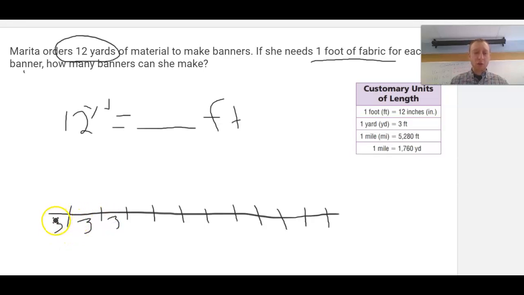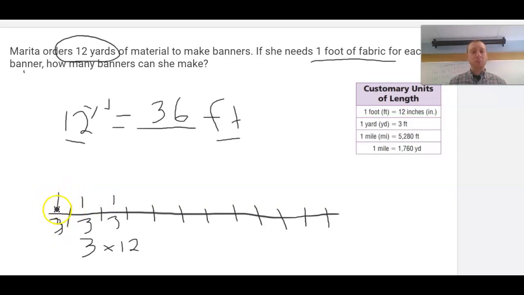So couldn't we just do 3 feet times the 12 yards, right? So 12 times 3, 12, 24 is 36 feet, right? In this case, we went from a big unit of yards to a small unit of feet. Therefore, we multiplied, right? Because we've got all these yards, but each of these yards equals 3 feet, right? So 3 feet, 3 feet, 3 feet, or in other words, 1 yard, 1 yard, 1 yard, right? 1 yard equals 3 feet.